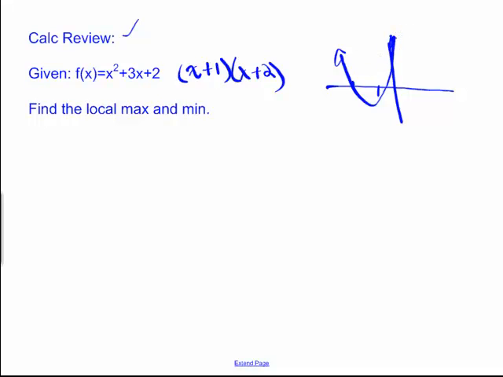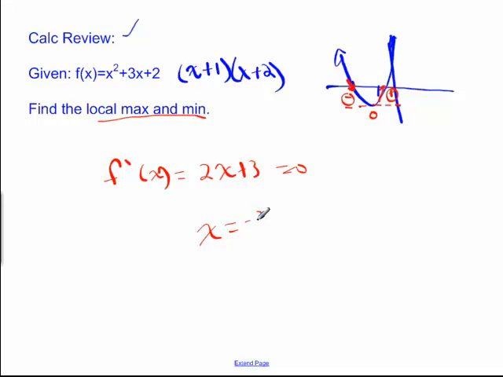the idea of single variable calculus is that the local min is going to occur where my first derivative is 0 and where it changes sign. So my derivative, I'm going to have a negative derivative because my function is decreasing, 0, and then a positive derivative because my function is increasing there. So to find the local max and or min, we find the derivative. We see that this equals 0 when x equals negative 3/2.